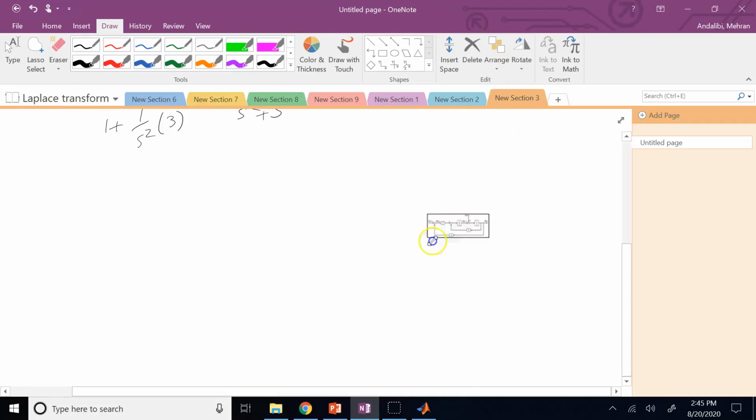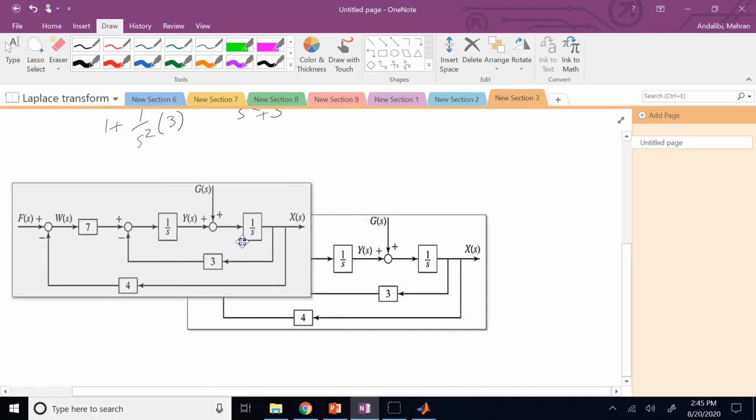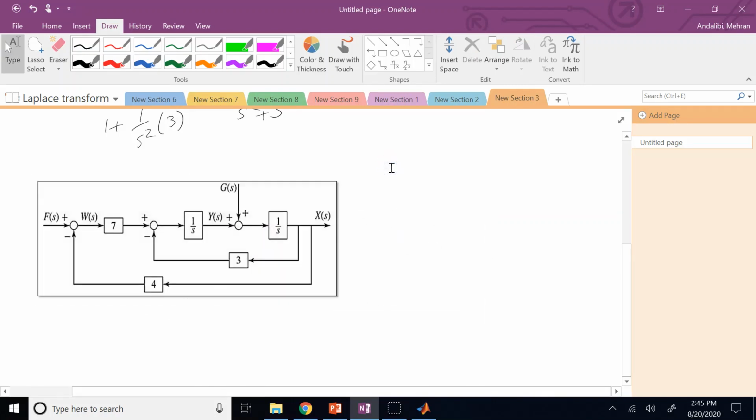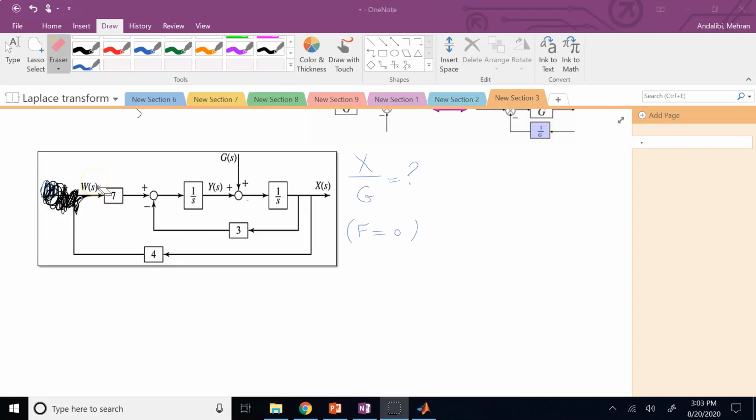So for that, we would neglect f. So here it says what is x over g. So here we set f to be what? 0, which means we neglect this part. We assume that this part does not exist. And so here the summation point goes away and you directly go back here. So since the summation point goes away, then these 4 and 7 are in series, so we can simplify them with one single block that is the product of the two, 28.